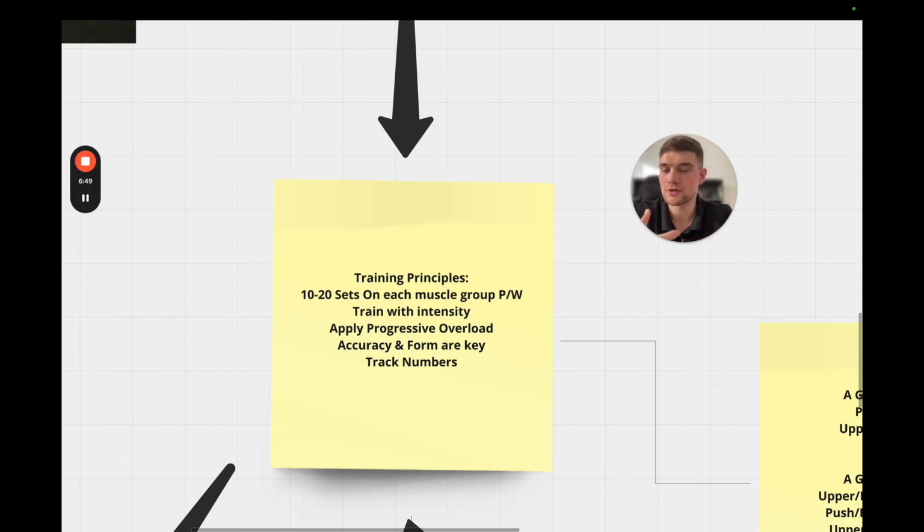10 to 20 sets on chest, 10 to 20 sets on back, legs, etc. We need to have 10 to 20 sets on each muscle group, okay? Then train with intensity. There's no point just going through the motions, through the reps, and just counting to 10, stopping there. Like, that's just going through the motions. That's not going to give you anything.